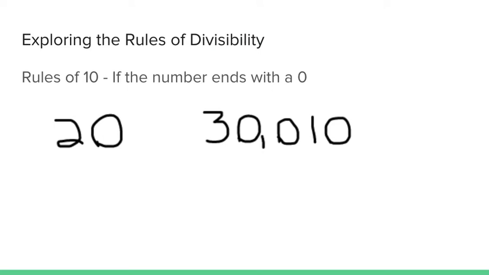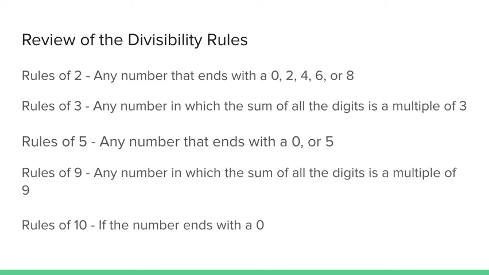Okay, so let's just quickly recap, and then I'm going to go into reasons why you might use this. So, divisibility rule for 2. Any number that ends with 0, 2, 4, 6, or 8. Rules of 3. Any number in which the sum of all the digits is a multiple of 3. So once again, that's where you take all of the numbers that make up that number, add them together. If it's a multiple of 3, it's divisible by 3. For the rules of 5, any number that ends with a 0 or a 5 is divisible by 5.